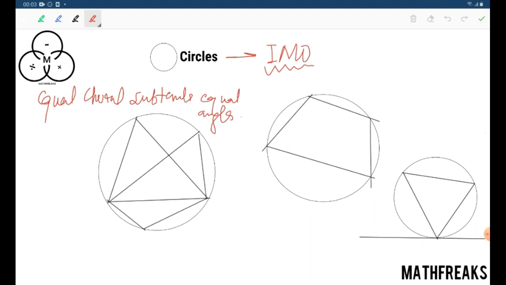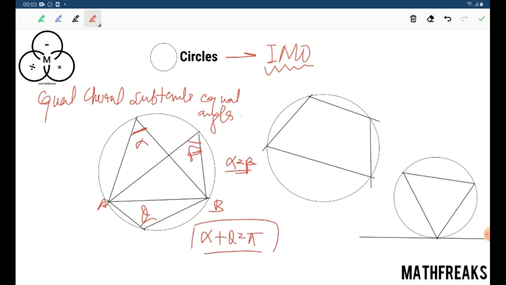A chord subtends equal angles on the same segment. This is a chord AB. This is subtending an angle alpha here and angle beta here. Then alpha equals beta. And suppose this is theta, alpha plus theta equals 180 degrees. They are supplementary.